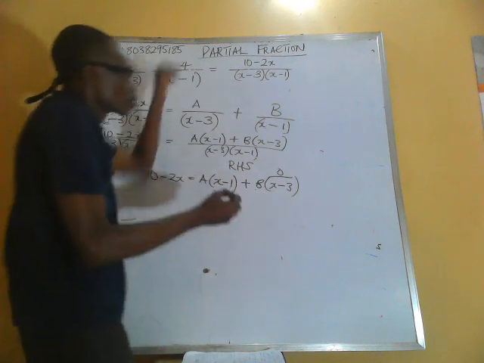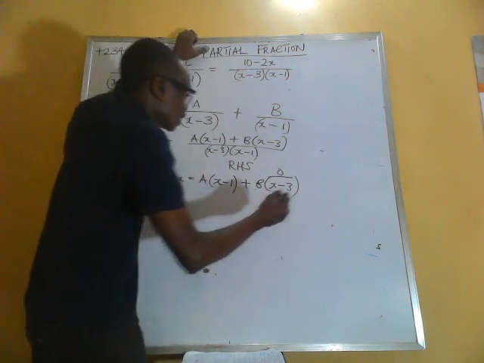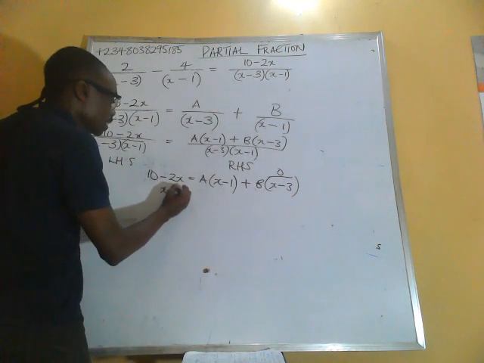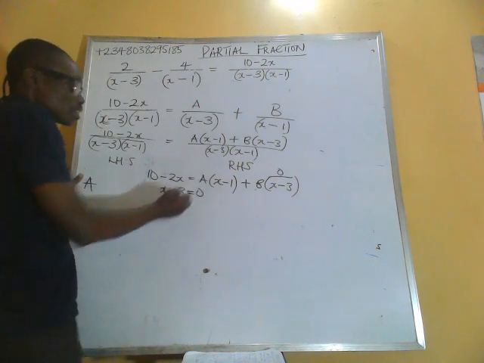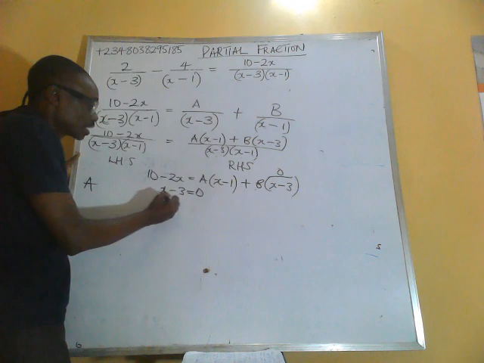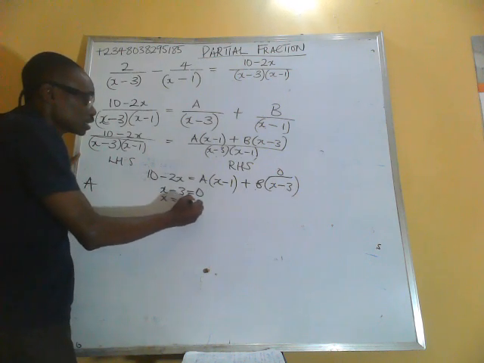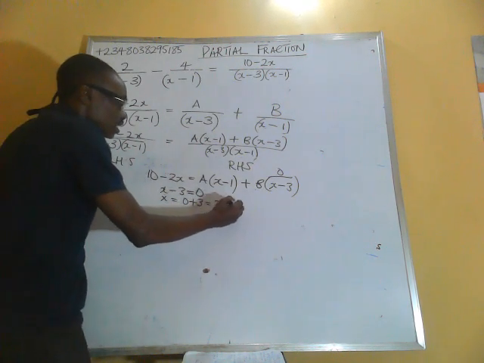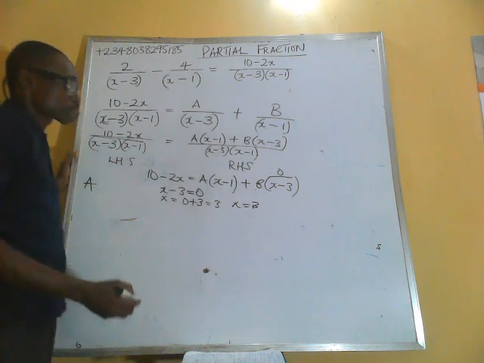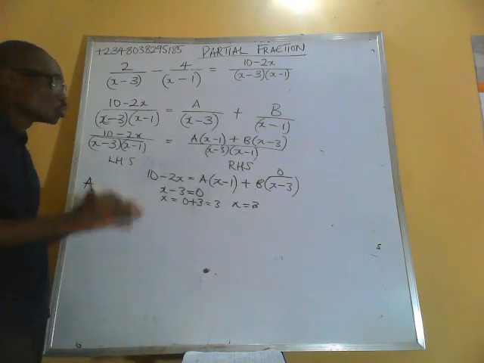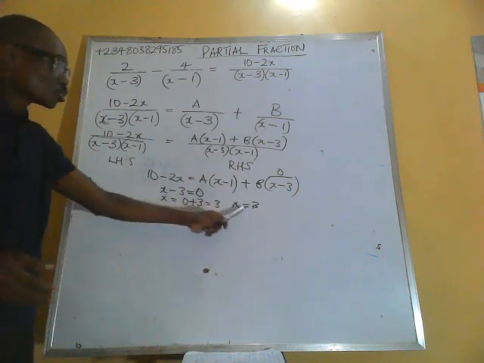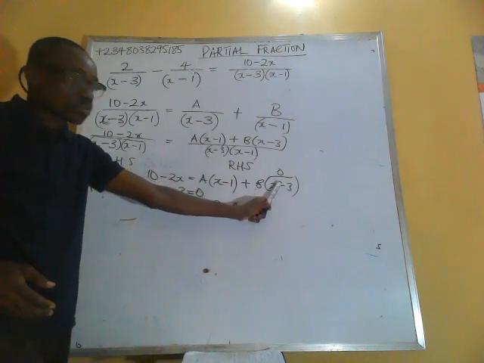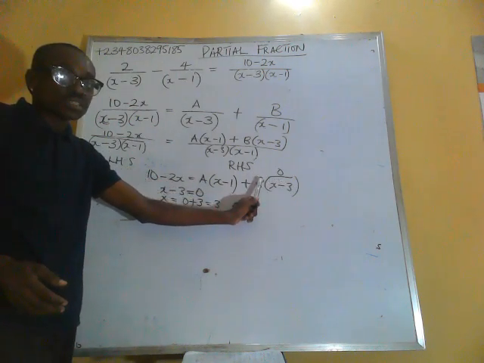Let's look at that. For that to be 0, we must have that x minus 3 should be set to 0. If x minus 3 is set to 0, then x is equal to 0 plus 3. You bring this to the other side, it becomes a plus. So 0 plus 3 is 3. That means x is equal to 3. So x equals 3 will eliminate B. When you put 3 here, 3 minus 3 is 0, and 0 times B gives you 0.